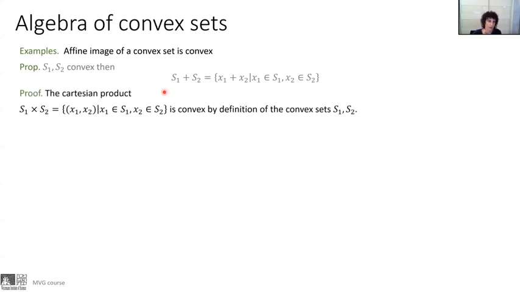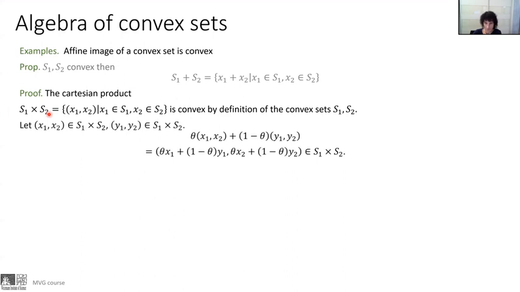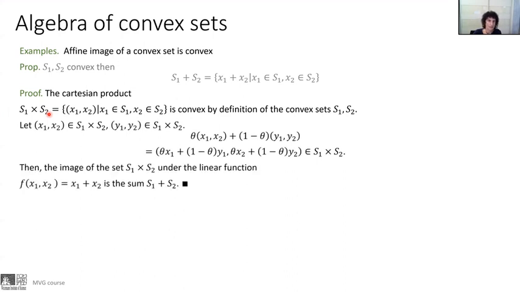But first of all, in order to show it, we can show that the Cartesian product S1 times S2 is also a convex set. And this is easy to show using the definition of a convex set. Here I'm going to skip it. Now, since this is a convex set, I can take some linear function f(x1, x2) = x1 plus x2. Therefore, we get the set S1 plus S2, and due to the idea that we started from some convex set and applied an affine mapping to it, we get a new set which is a convex set.